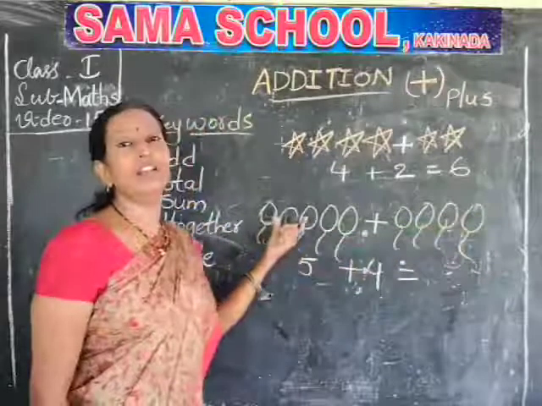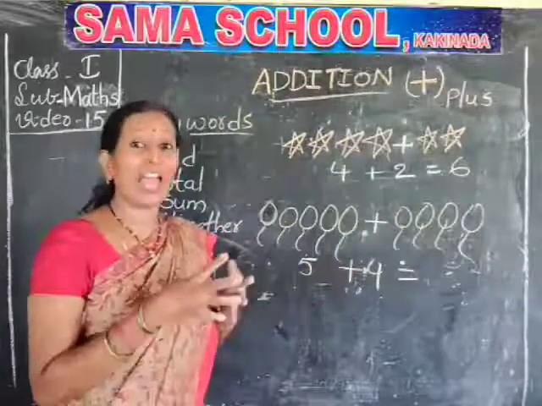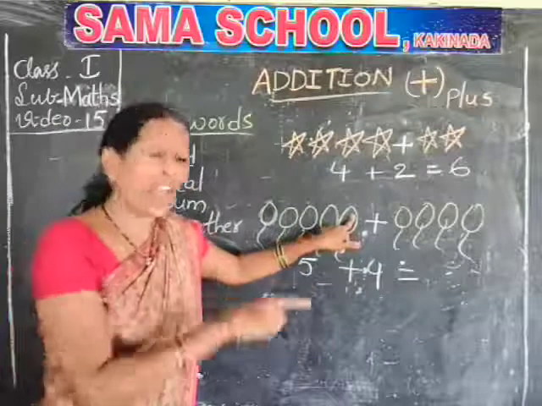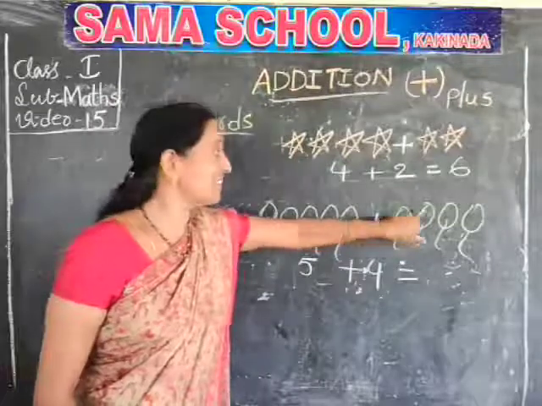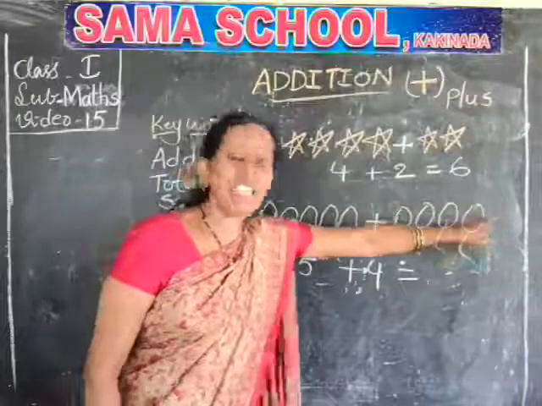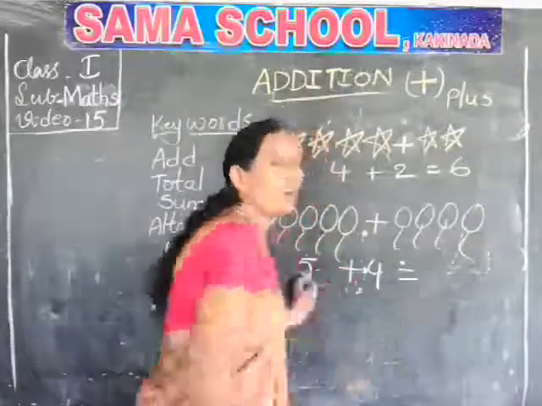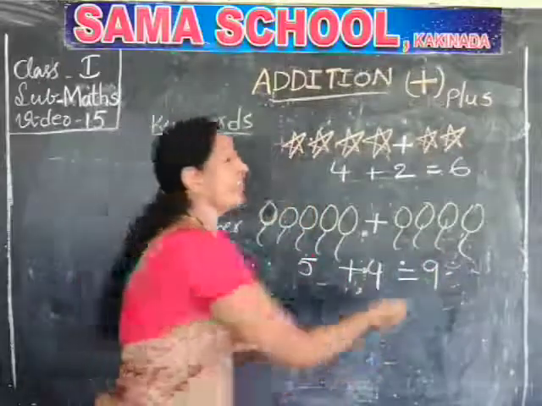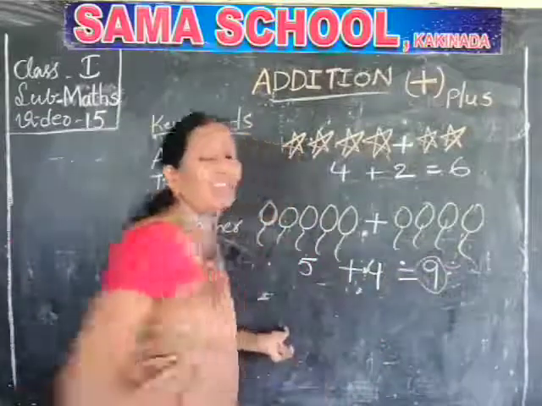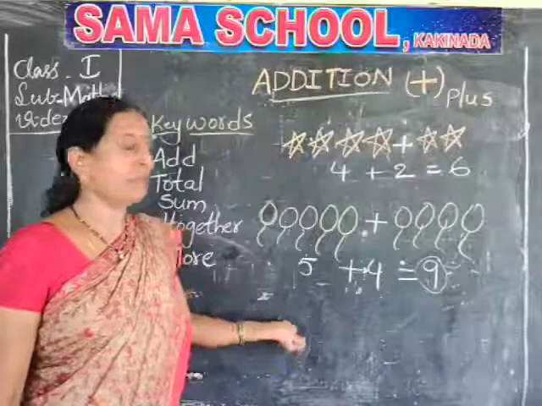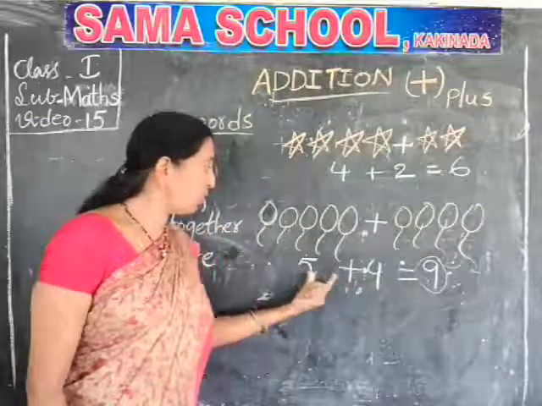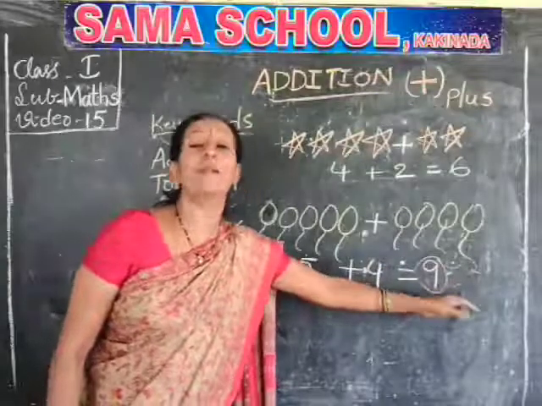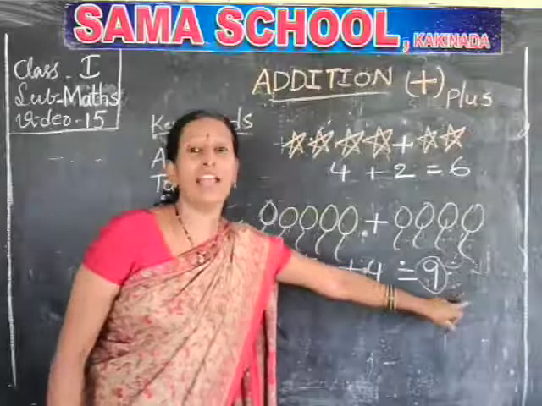It means these 2 numbers you are adding. 1, 2, 3, 4, 5. And 4 more. 6, 7, 8, 9. So what is the total of this number? 9. So this is the sum, or this is called a total. It means you are adding these 2 numbers and getting the answer. What is that answer? 9. This is called a total.